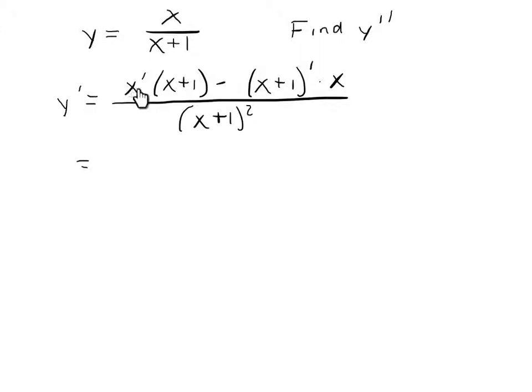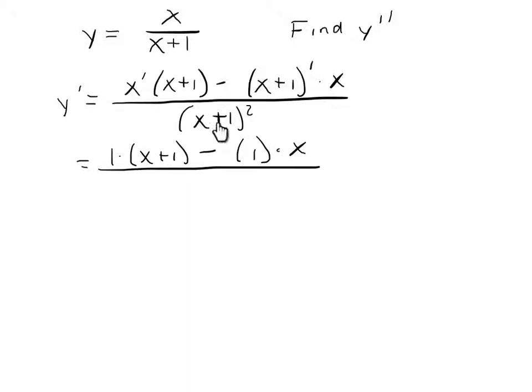Derivative of x is 1. The derivative of x plus 1 is also 1. So that's going to give us 1 times x plus 1 minus 1 times x. Normally I would not multiply the denominator out. Since we have to find the second derivative of this, we need to do that, otherwise we don't know how to find that derivative. It's going to be x squared plus 2x plus 1.